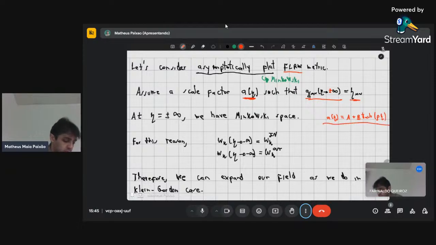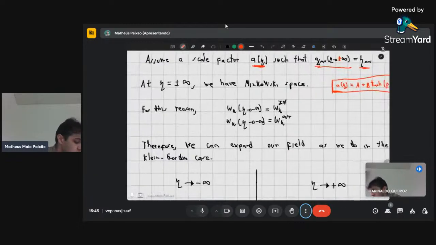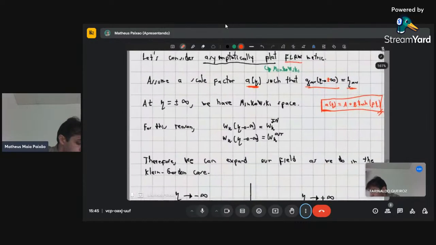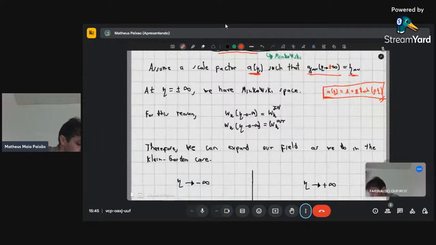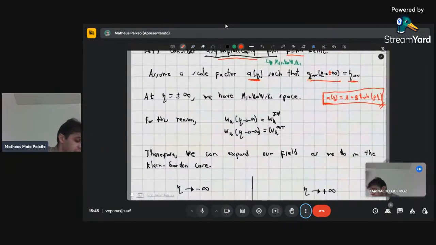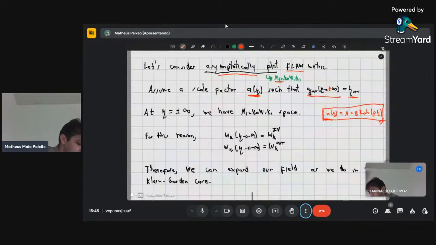If I consider this expansion factor just as this expression, I can achieve those limits here. I mean, this is not usually the usual cosmology scenario, but we can play with this expansion just to obtain those asymptotically flat space-times.